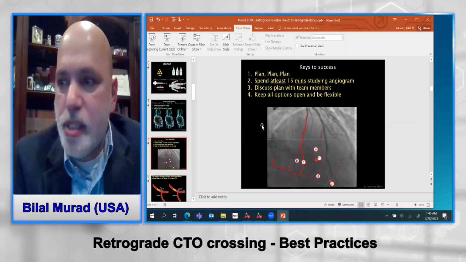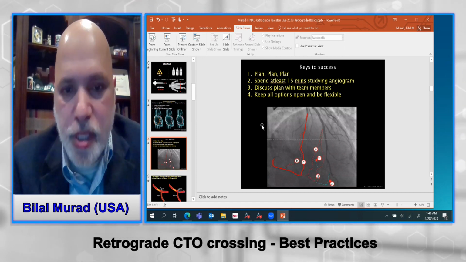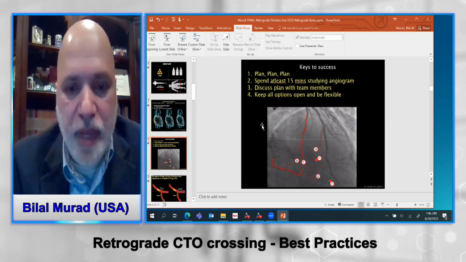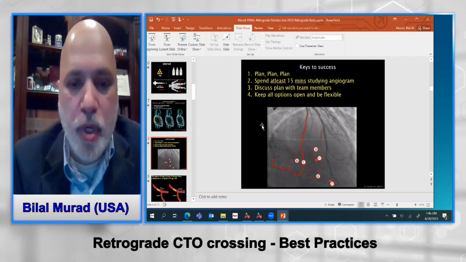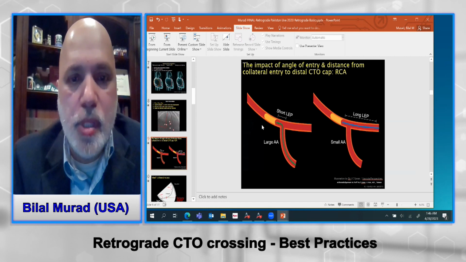So the key to success: plan. Spend at least 15 minutes studying your angiogram, discuss your approach with your team members, keep all the options open, be flexible, and be willing to change between antegrade and retrograde approaches if one is not working, and the other should be attempted. Studying the angiogram, I think, is absolutely essential.